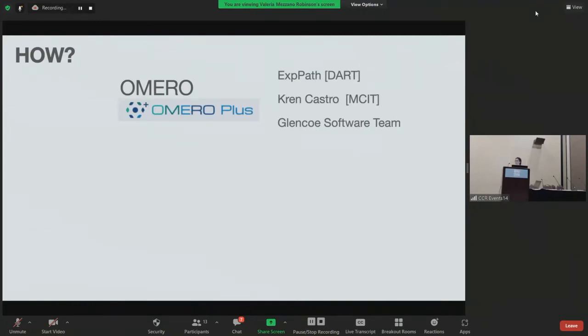They didn't know what they were getting into at the beginning. So we were so glad that because we got OMERO Plus, we had the whole Glencoe Software team, so they kind of managed the system and worked with us, right? And so they were incredibly helpful. So that's what we did.